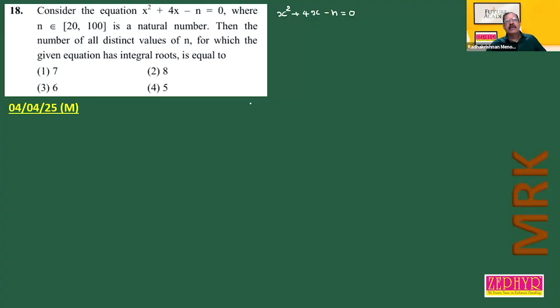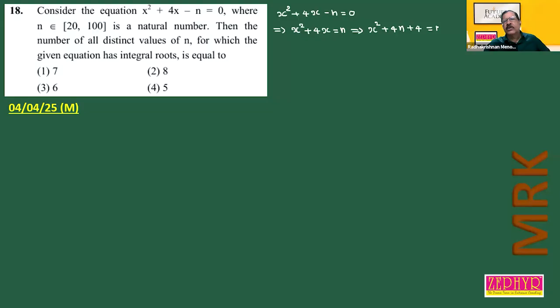പക്ഷെ ഞാൻ ഇത് കുറച്ചും കൂടെ സിമ്പിൾ ആക്കുകയാണ്. How? This I can write as x squared plus 4x equal to n. I am taking n to RHS. LHS I am using completing square method. Left hand side ഒരു പെർഫെക്റ്റ് സ്ക്വയർ ആക്കുകയാണ്. What you have to add? You have got x squared plus 4x. You have to add 4 to make it as a perfect square.